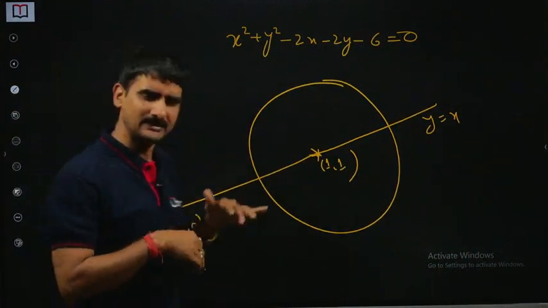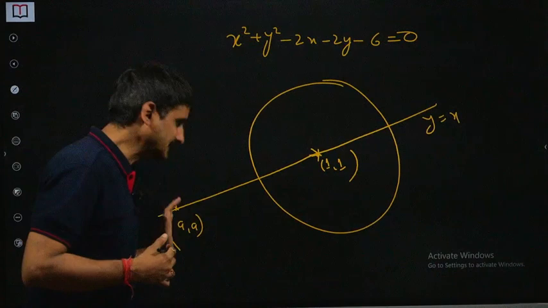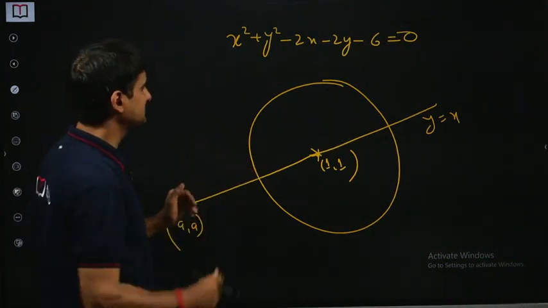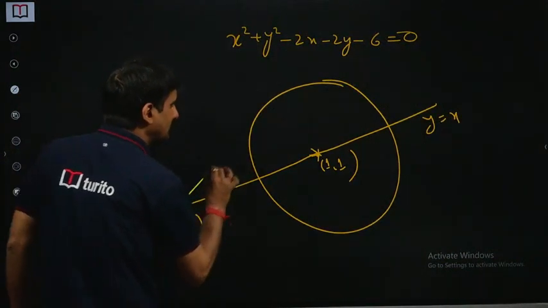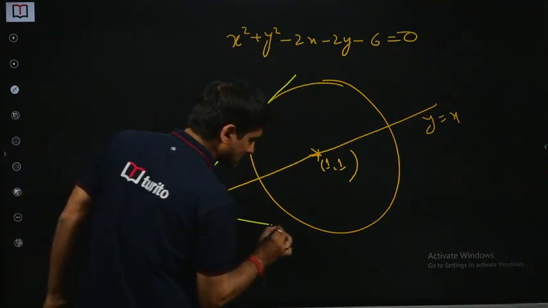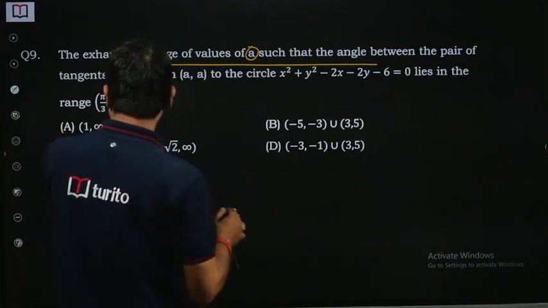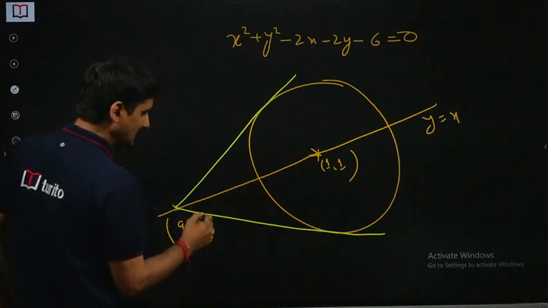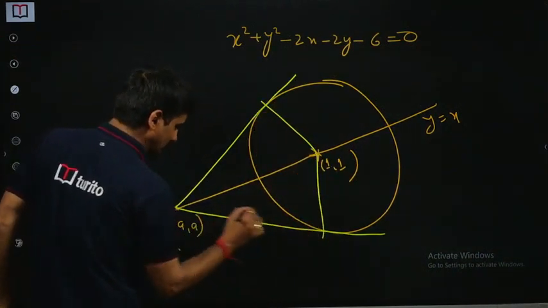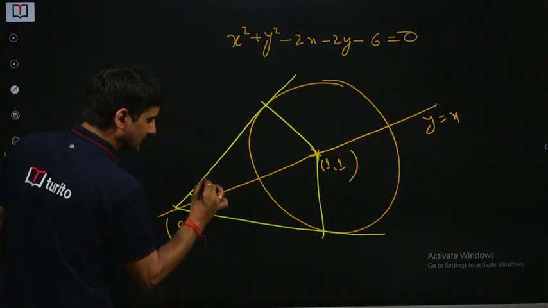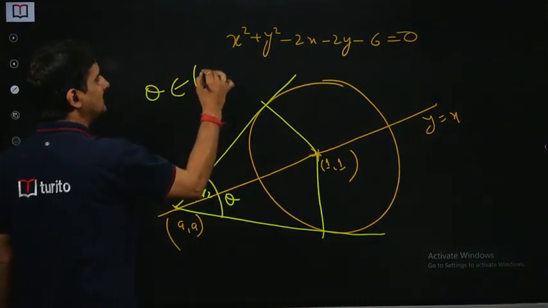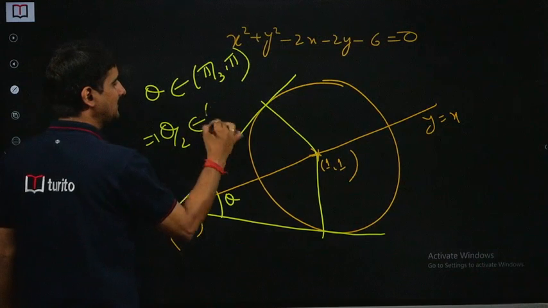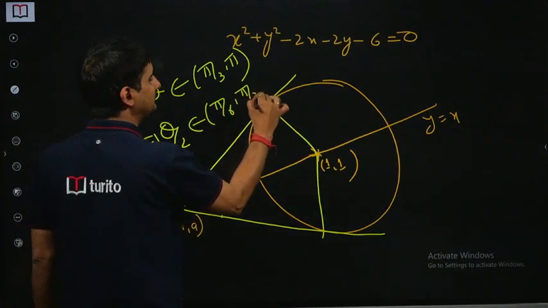That might not be useful. And again, I just keep myself alert while solving questions, so keep analyzing whatever information is given. Now, tangents are drawn from here, and what is given is the range of the angle between the pair of tangents, pi by 3 to pi. We know that these two triangles are congruent. So if this is theta, this is theta by 2. If theta lies in the range pi by 3 to pi, then theta by 2 lies in the range pi by 6 to pi by 2.